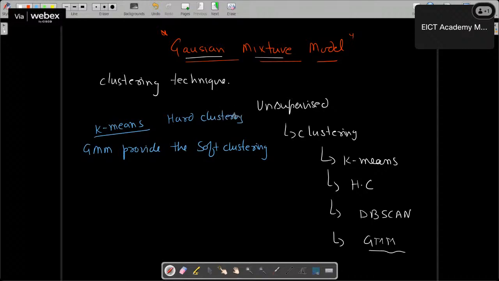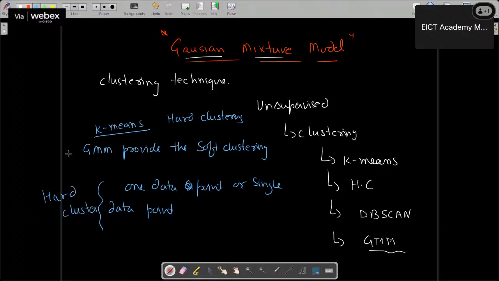Hard clustering means we put a data point in only one of the clusters. A single data point cannot be a part of more than one cluster. That is a hard cluster.